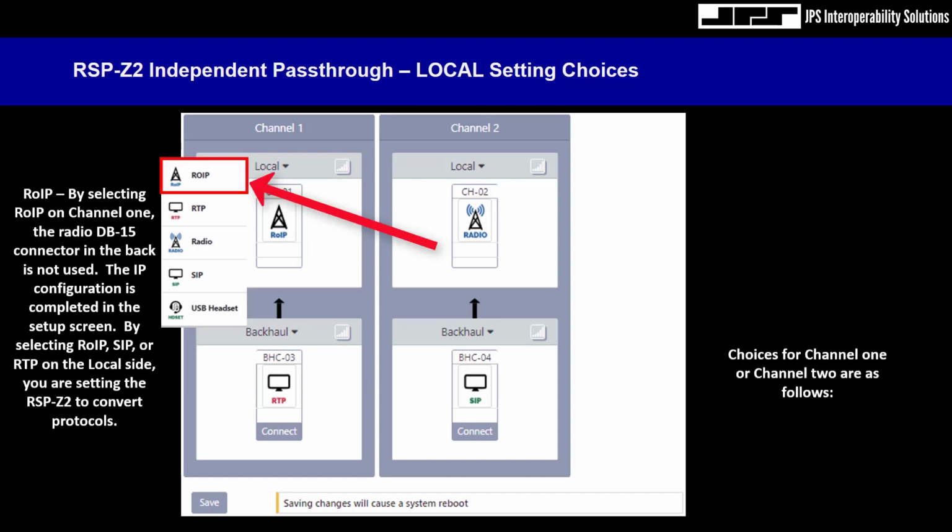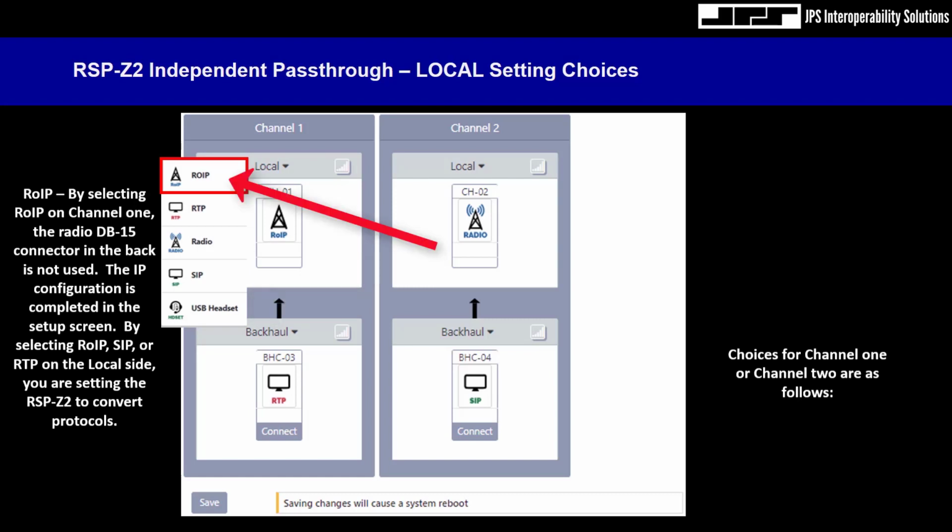At the top we see RoIP, that's the JPS RoIP. Down below that is RTP, real-time transfer protocol. Below that is a radio. The radio will connect to the DB15 connector on the back. Below that is SIP, and below that is the USB headset when plugged into the USB port.